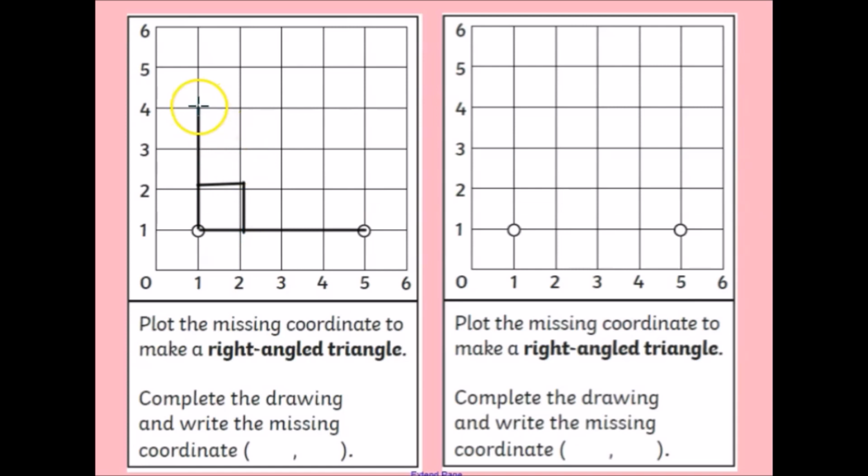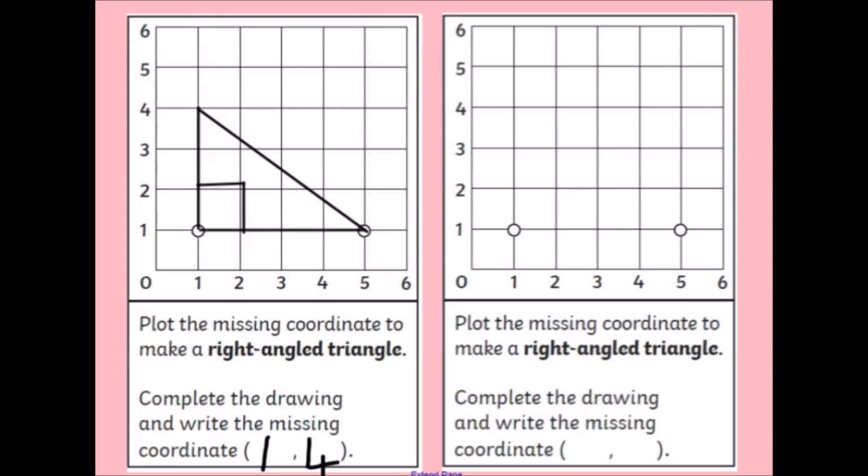Okay, I'm going to go up here to this point, which would be a vertex of my triangle, and I'm going to join that point to this one here, and I have created one right angled triangle. And here my missing coordinates are 1, 4. So I'll write that at the bottom. 1 across and 4 up. Okay, let's try another solution.